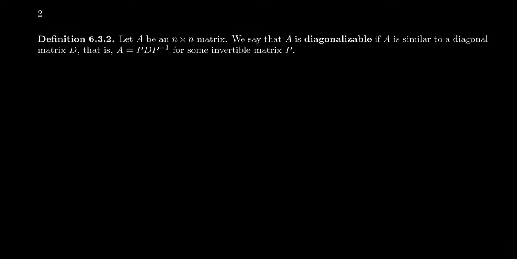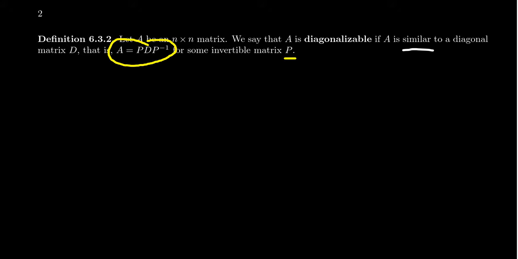Hi, everyone. We're still in section 6.3 about diagonalization in the textbook Linear Algebra Done Openly. And so now we're actually ready to define what this word diagonalizable even means. As usual in this chapter, if we have a matrix which is square, so say A is an n by n matrix, we say that A is diagonalizable if it is similar to a diagonal matrix, which specifically means that there exists some invertible matrix P such that P D P inverse is equal to A.